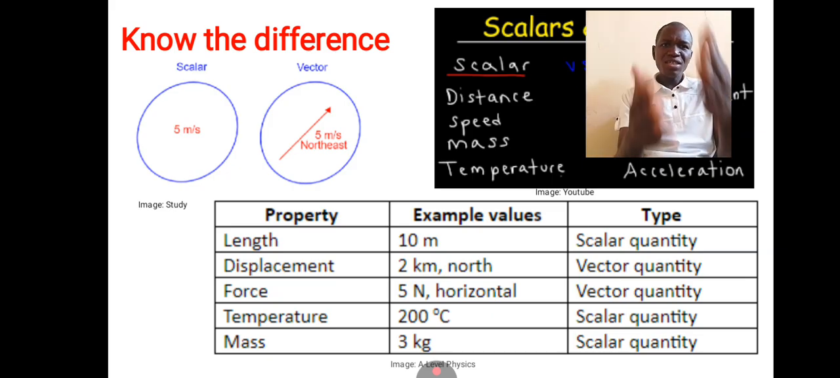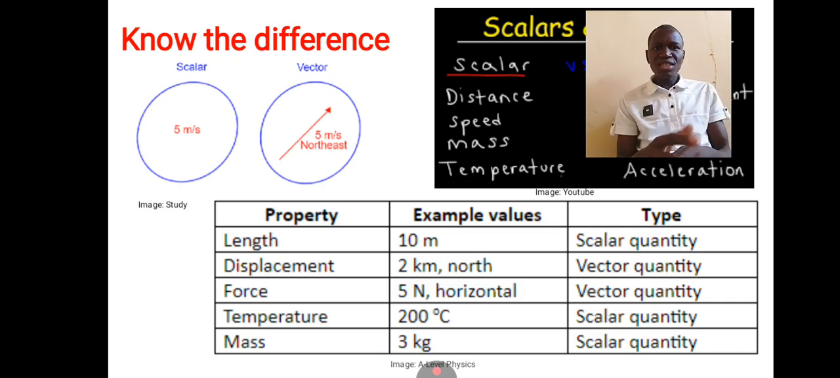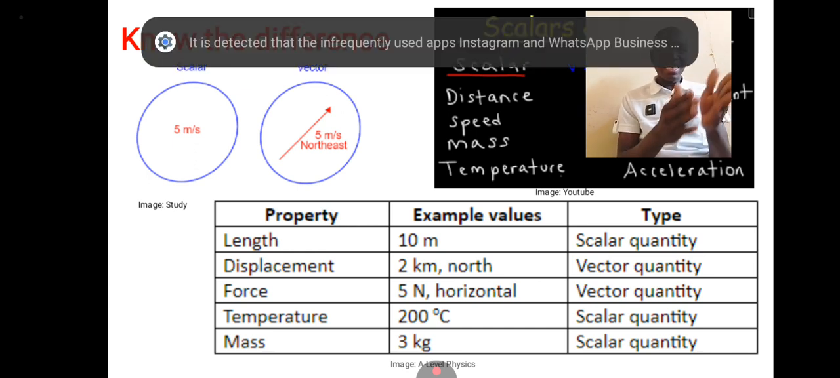Now let's look at the first image there that has circles. The first one says meters per second, and the second one, which is a vector, says meters per second, north-east. Do you see? In the first one, which is scalar, it has no direction. It's just a magnitude. It's just a measurement. It's just size, but it has no direction. But look at the second one. There is now a specified direction.